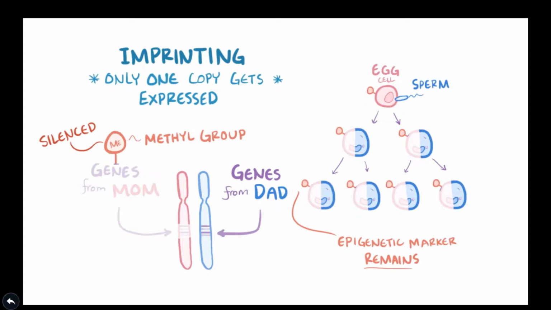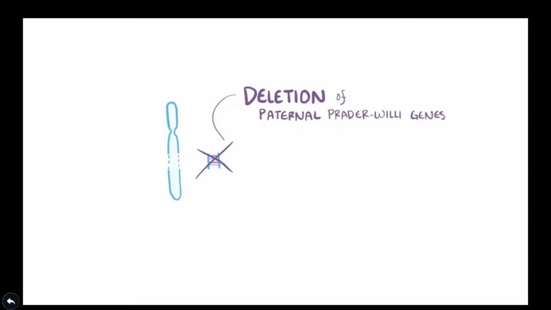Unfortunately, though, this means that if paternal copies of the genes don't get expressed, then there aren't any backup copies being expressed, and so no copies of the genes get expressed. And this is exactly what happens in Prader-Willi syndrome. Now, there are a few ways these paternal genes wouldn't be expressed. The most common one is a deletion on the paternal gene spanning the Prader-Willi region.